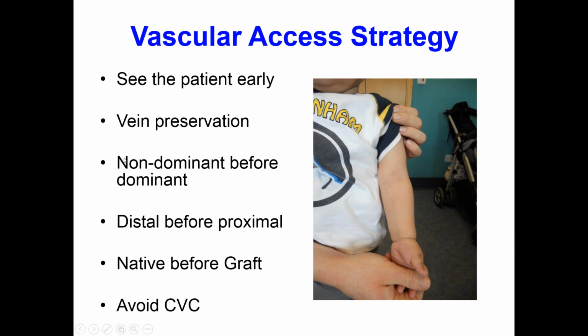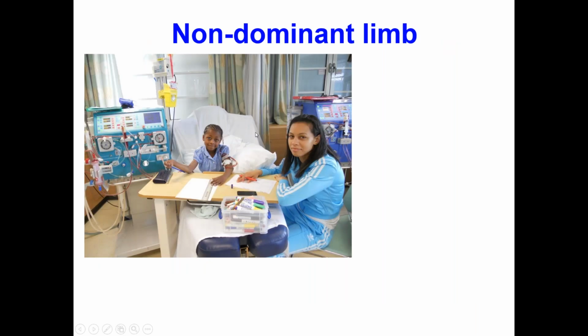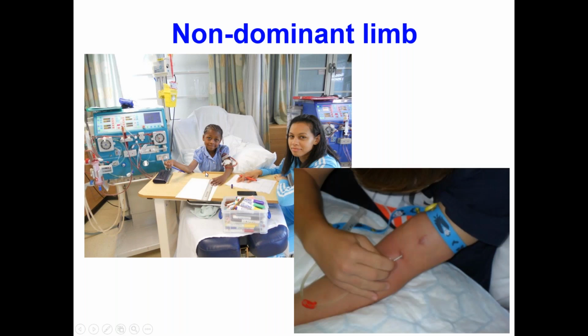We always try and use the non-dominant arm before the dominant arm. We prefer to do a distal before a proximal fistula, always a native, as in an AVF, before an AVG, and where possible, avoid central venous catheters. So the non-dominant limb is an important concept. The child sitting on the hemo unit will want to write, will want to play, will want to keep busy. These days, when everybody has their iPad, you can do it with both hands. But what you can't do with your non-dominant hand is needle your fistula. Here we try and teach the children how to needle their own fistulas. So the parents, or then the children, learn to do their own self-needling, and this goes a long way in preserving the access integrity.